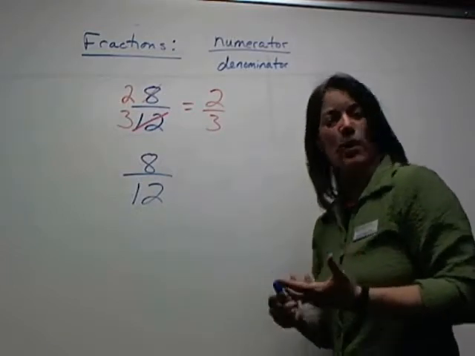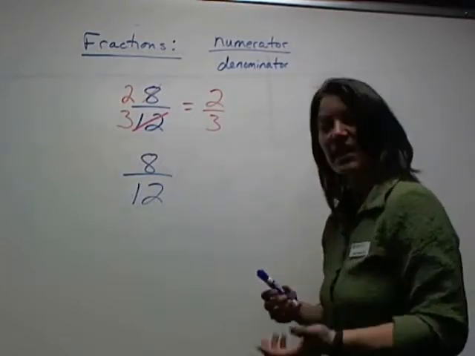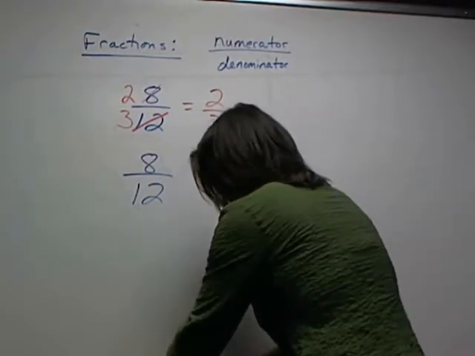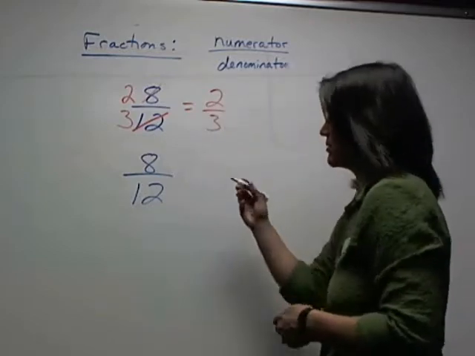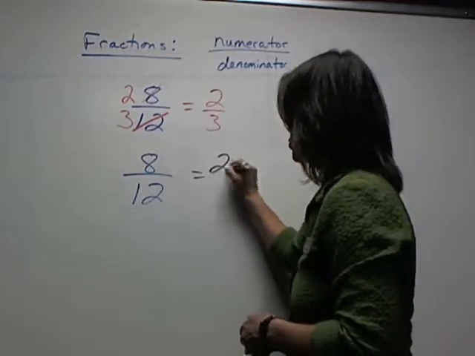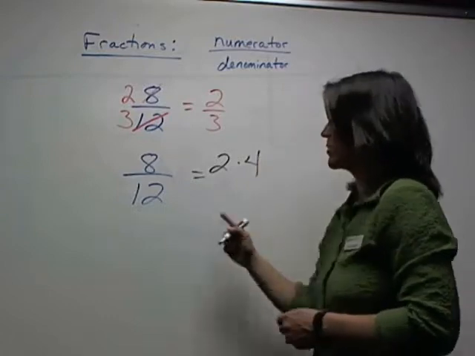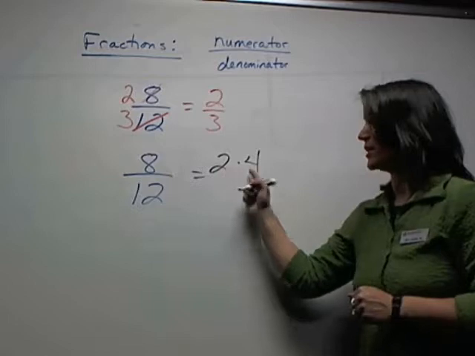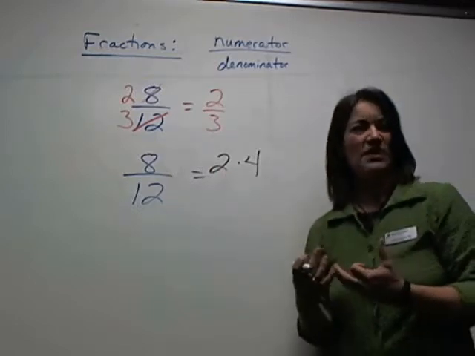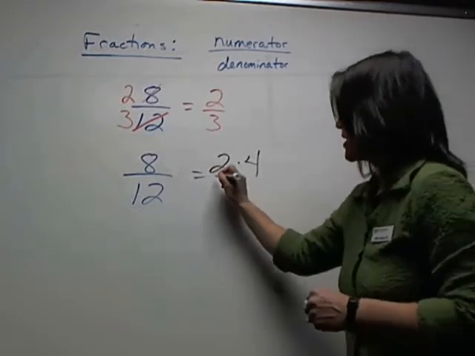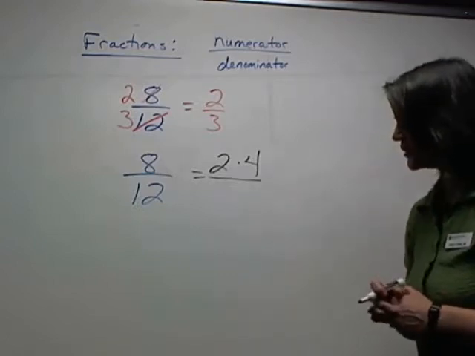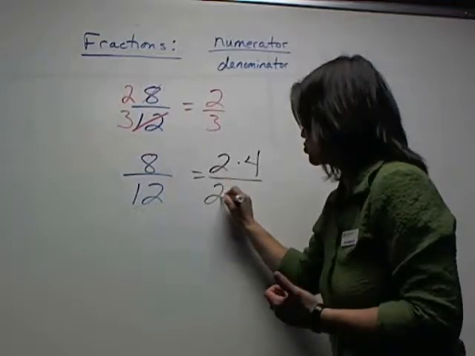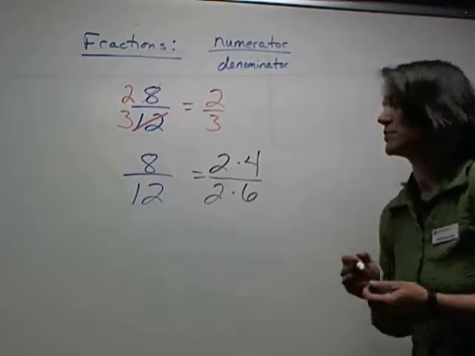If we look at that 8/12 and we rewrite it as factors, remember factors are stuff that gets multiplied together, we may notice that 8 can be written as 2 times 4. Those are factors of 8. If we multiply it, we still get 8. So I didn't change the value of the 8, just what it was looking like. And I do the same thing with 12. I may look at that and say, that's 2 times 6.